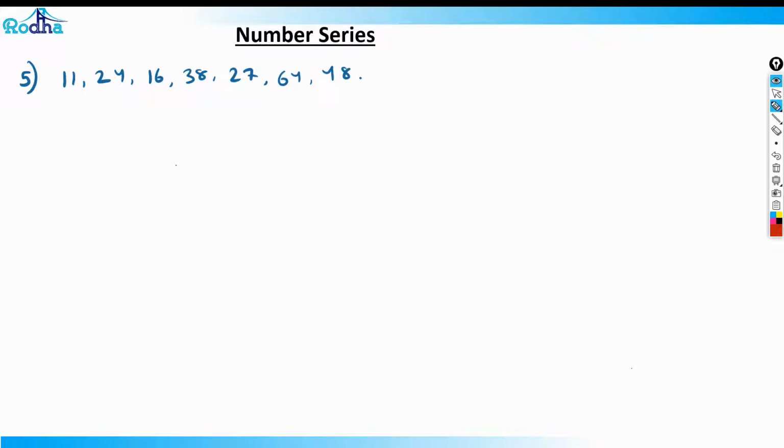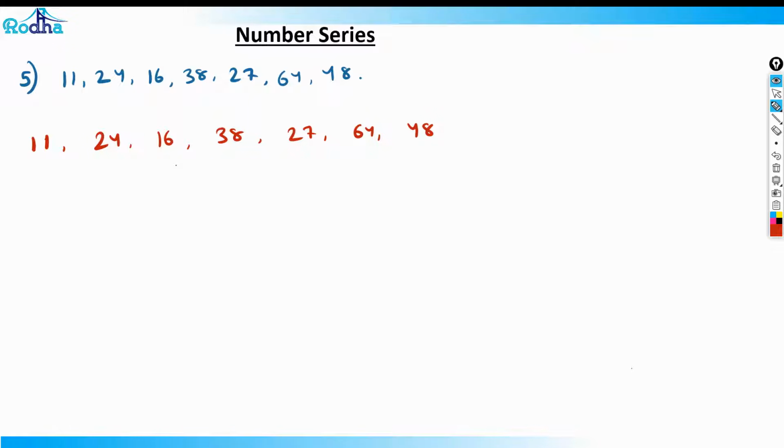Now again, a good pattern. Try to observe this pattern actually. So what is this pattern all about here? See, the numbers here are 11, then 24, then 16, then 38, then 27, then 64 and then 48. Okay, fine. Now if I try to find some kind of pattern here, basically 11 to 24, one number is increasing, one number again decreasing, increasing, decreasing, right? Kind of a bit difficult to guess also.